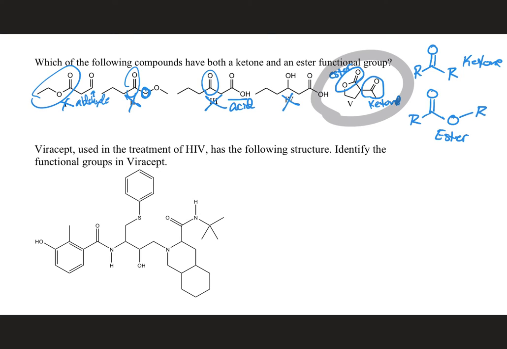Viracept, used in the treatment of HIV, has the following structure. Identify the functional groups in Viracept. All right, so we have, whoops, let's highlight that. That's an alcohol. I can spell, I promise.